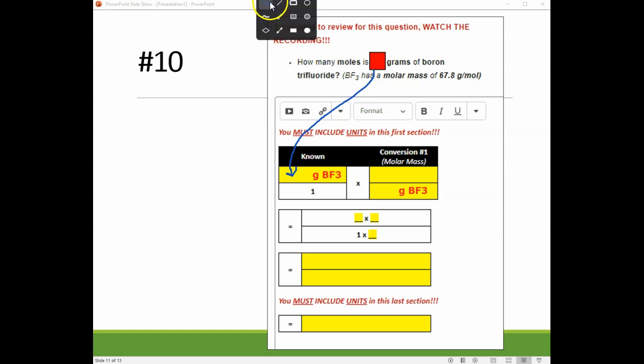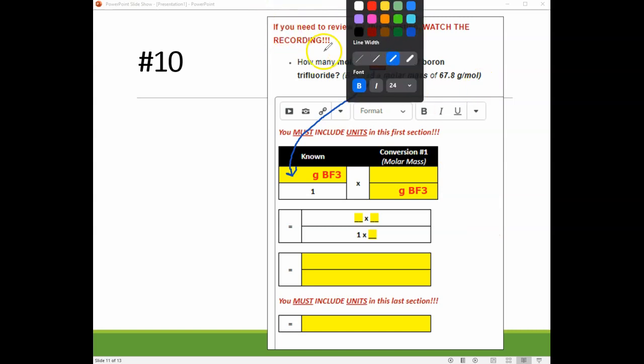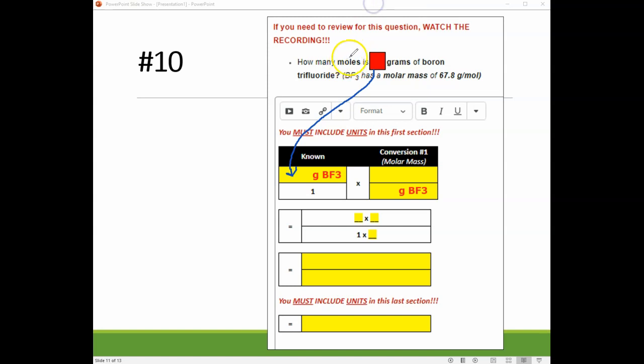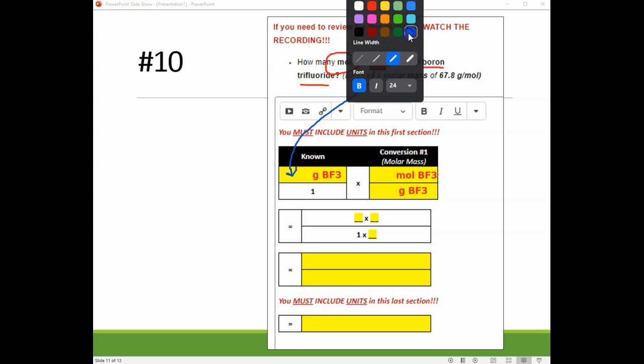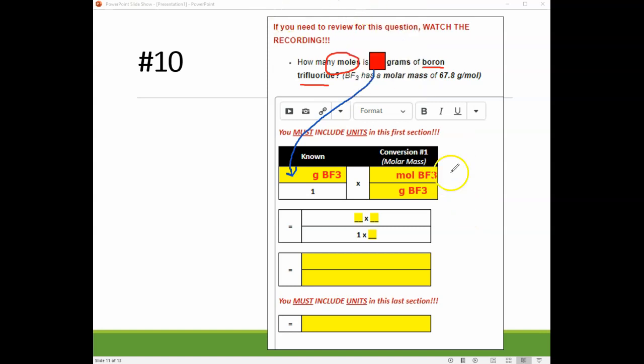And on the top is what we're solving for. So taking a look here, what am I solving for? Again, I'm solving for moles of the same chemical, which is still boron trifluoride. So that will go on top. So moles of BF3. Now remember, this number needs to come from something that's always true. Something that's always true here is going to be the molar mass of boron trifluoride. So that's going to come from up here.